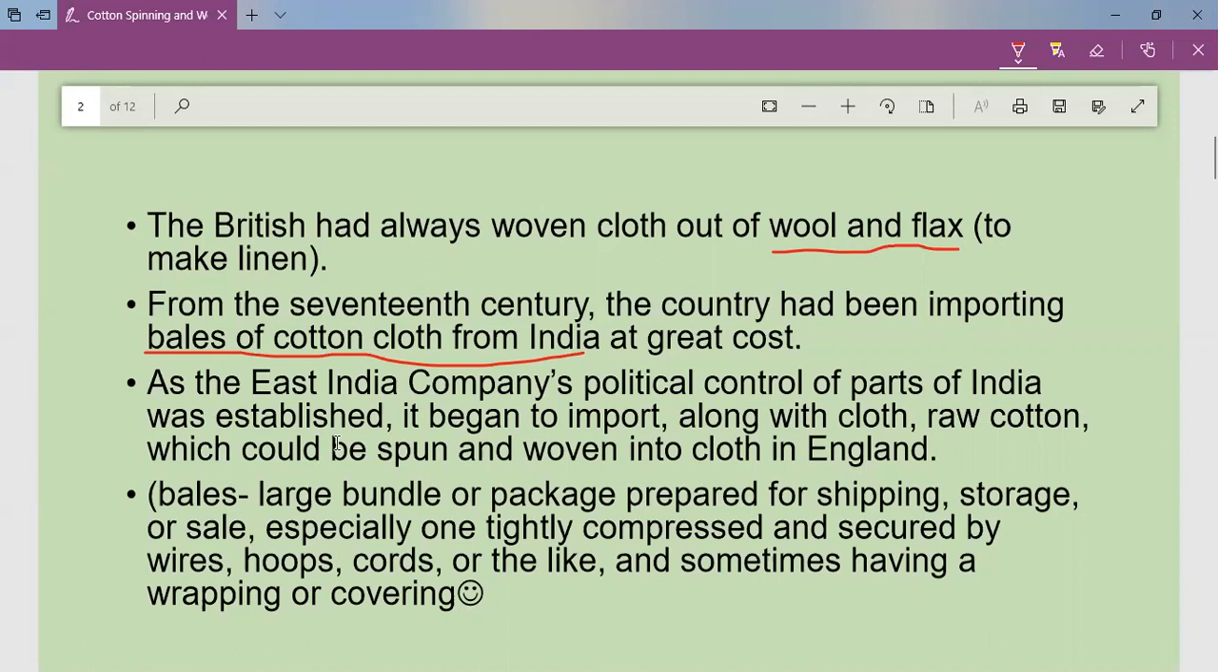Now, after 1757, the English East India Company established political control in India. As a result, it became easy for them to import cheap raw cotton along with cloth, and they started converting raw cotton into cloth, and finally they exported it to different parts of the world. So Britishers were making cloth out of wool and flax to make linen, and they were importing bales of raw cotton from India.